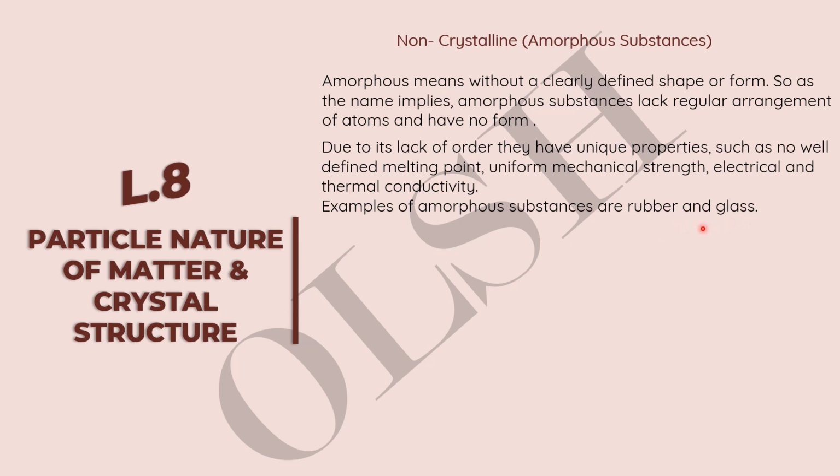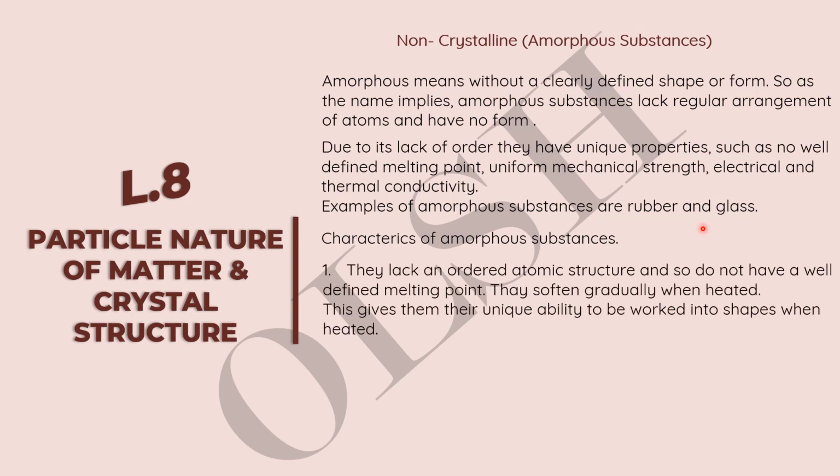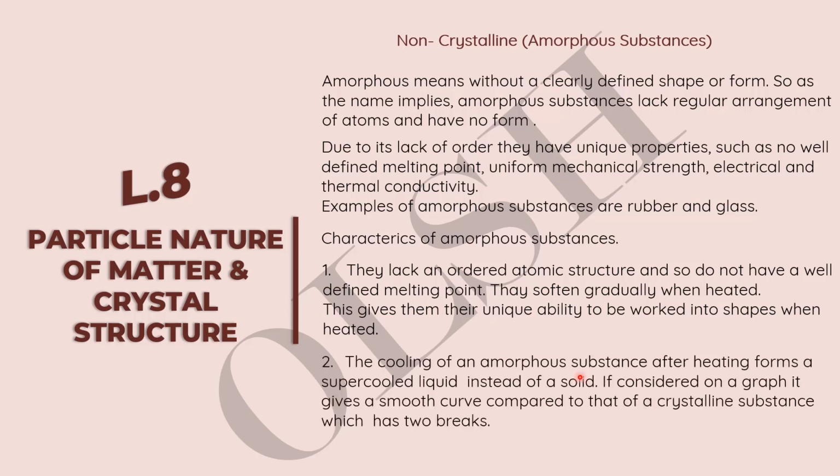Let's look at the characteristics of amorphous substances. First of all, they lack an ordered atomic structure. They don't have a particular defined melting point; they just soften when they're heated. That's why you can easily beat them into shape, and get different shapes once you heat them. Another characteristic is their cooling. Once you cool them after heating, they form supercooled liquids, not solids.